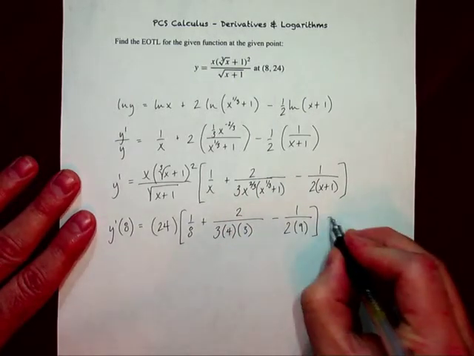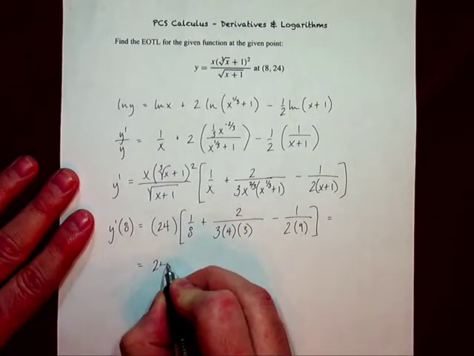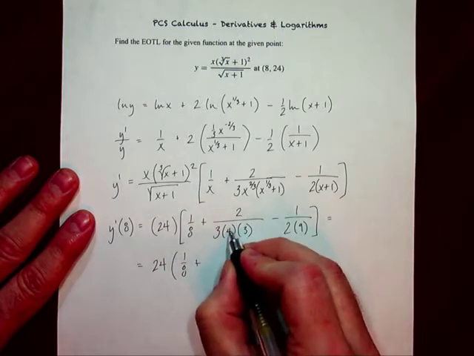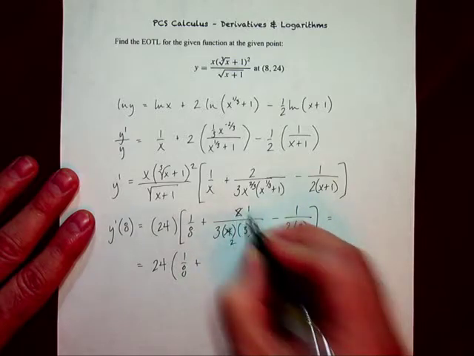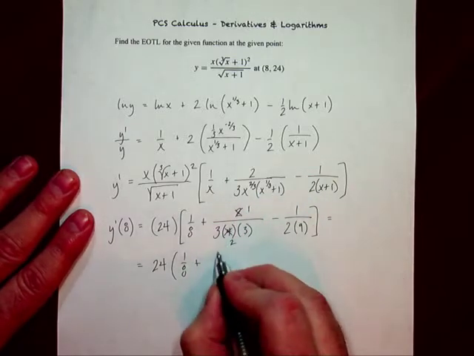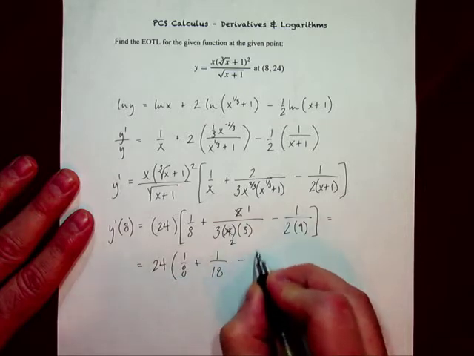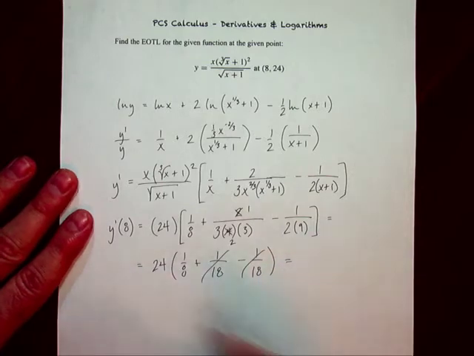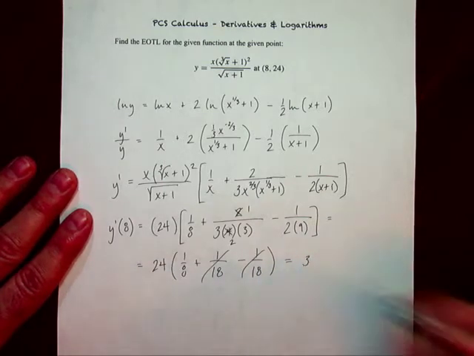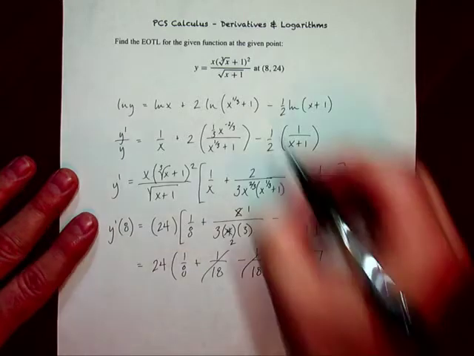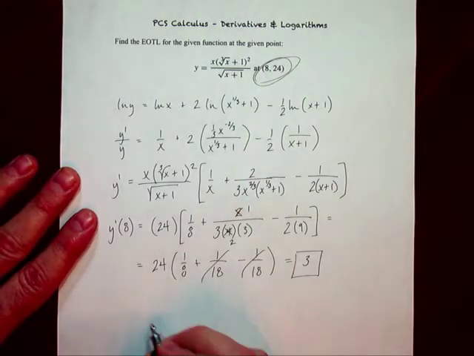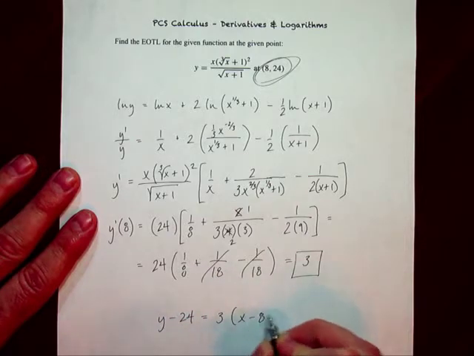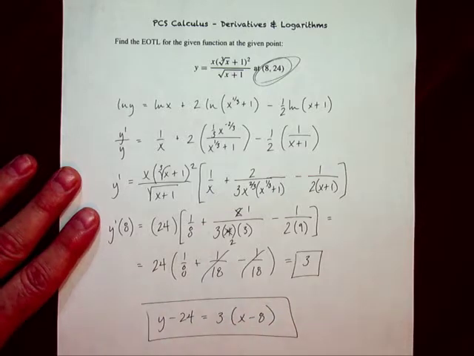Now, all of this is going to be, let's see, that's 1/8. Let's simplify this. This cancels with one of these in the numerator, and so that's going to be 1 over 18. Minus 1 over 18. Oh, that's really, really nice. And 24 times 1/8. 1/8 of 24 is 3. There is your slope. Here is your point. y minus 24 is equal to 3 times x minus 8. There is your tangent line.